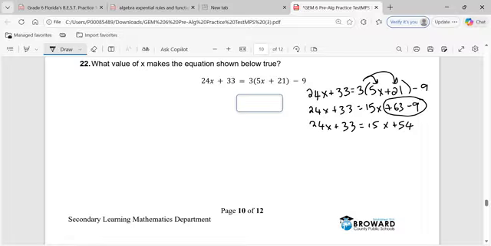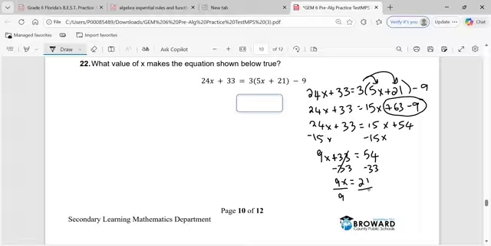Then I'm going to get these x's together. So I'm going to minus 15x on both sides. So I have now 9x plus 33, that's equal to 54. Then I'm going to get that 33 on the other side, inverse operation. I have to subtract 33. So that 9x is equal to 54 minus 33, which is going to give me 21. Then I divide both sides by 9, and x is equal to 21 over 9.